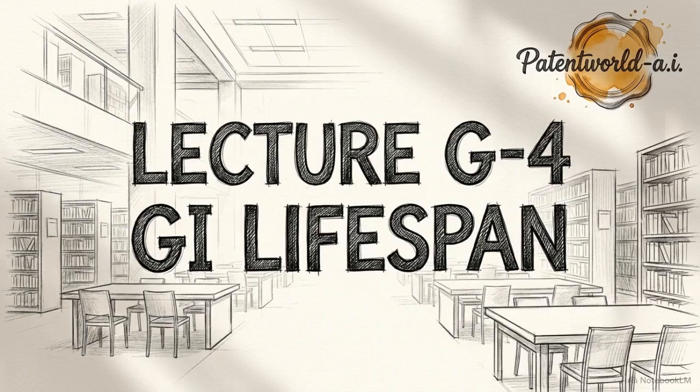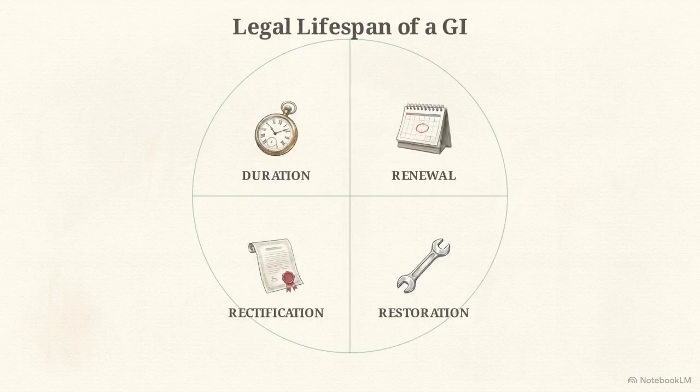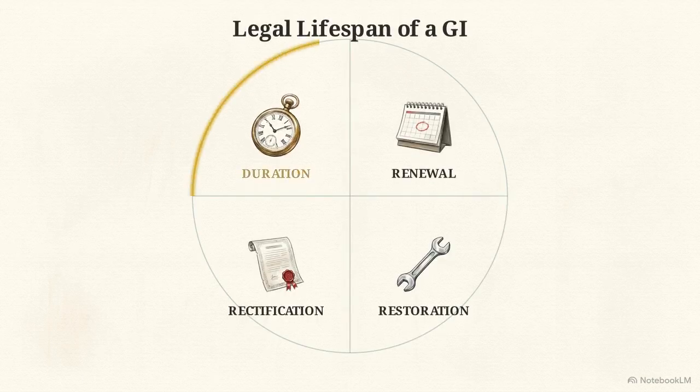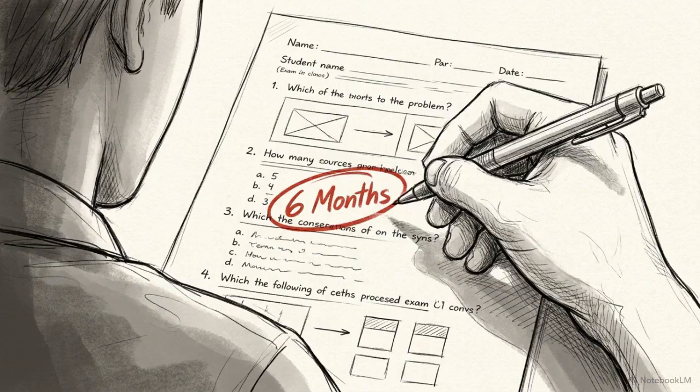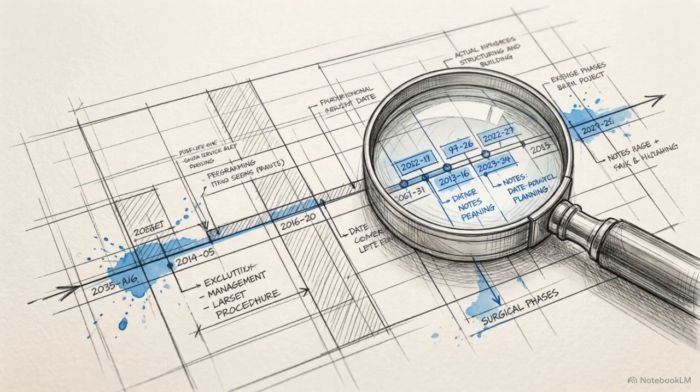Welcome to Patentworld-ai, Lecture G4 for the Trademarks Agent Exam 2027. Today, we are mapping the legal lifespan of a geographical indication: duration, renewal, restoration, and rectification. In the MCQ section of the exam, missing a single 6-month boundary determines whether a registration is salvaged or permanently lost. Mastering this architecture is required to solve the timeline problems examiners favor.